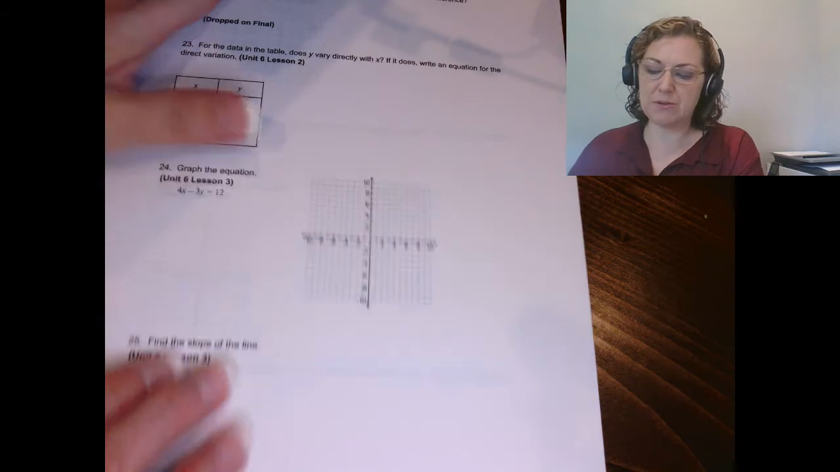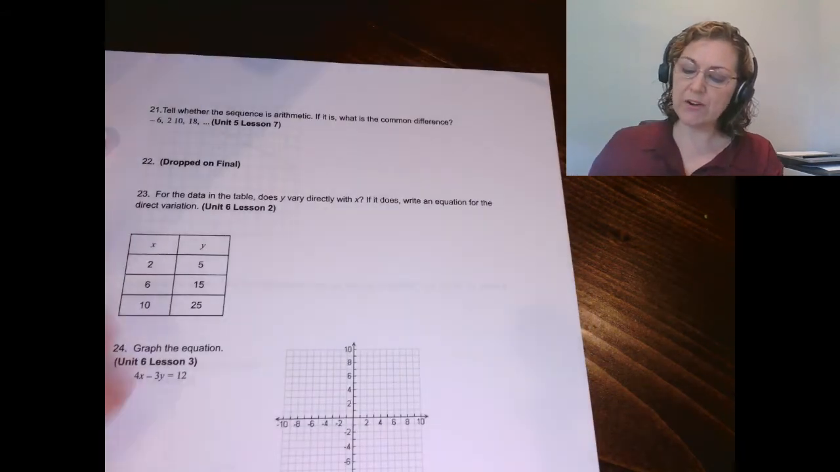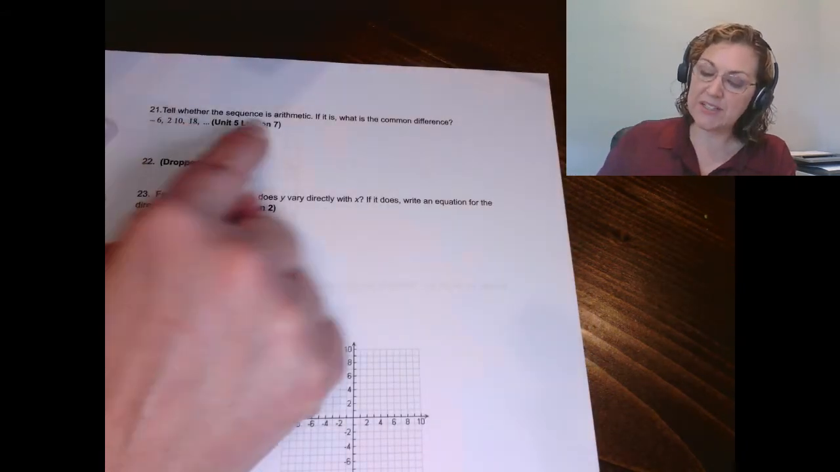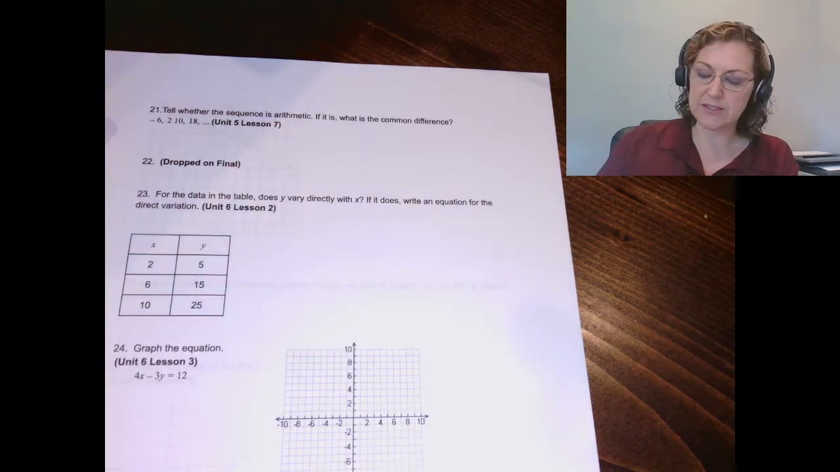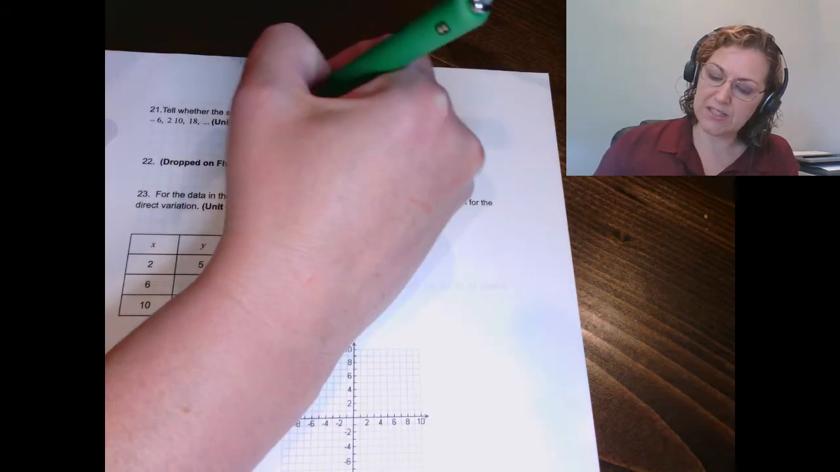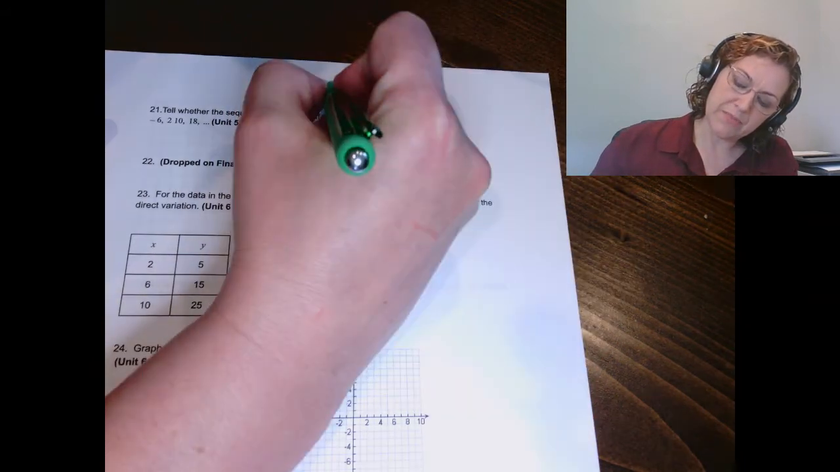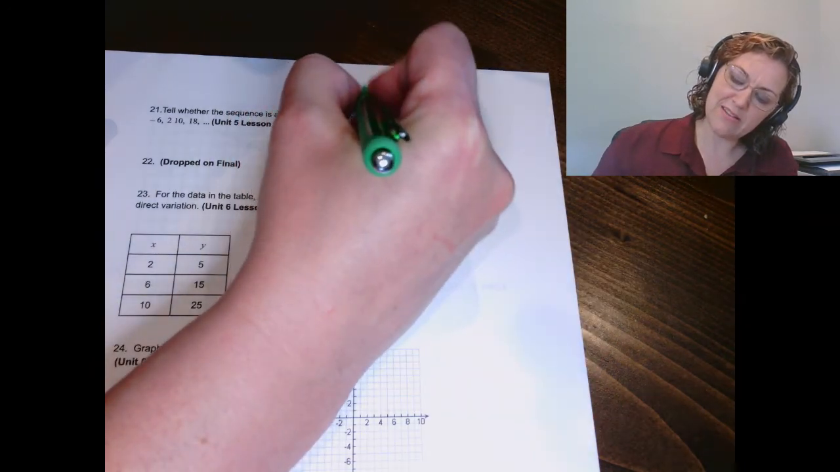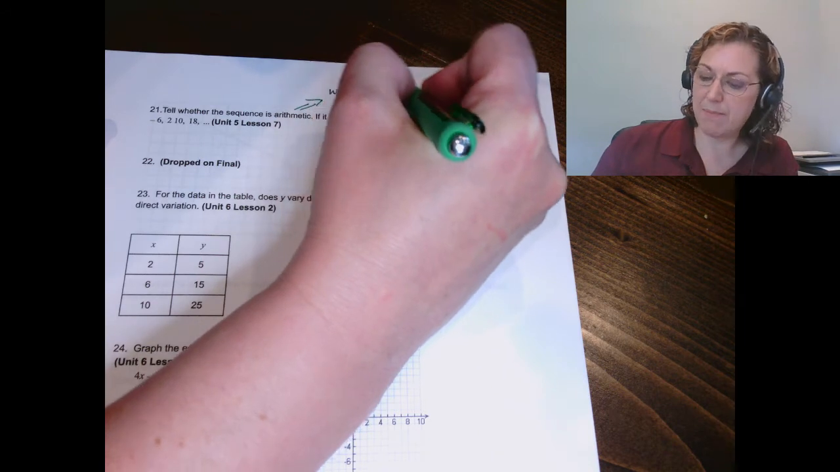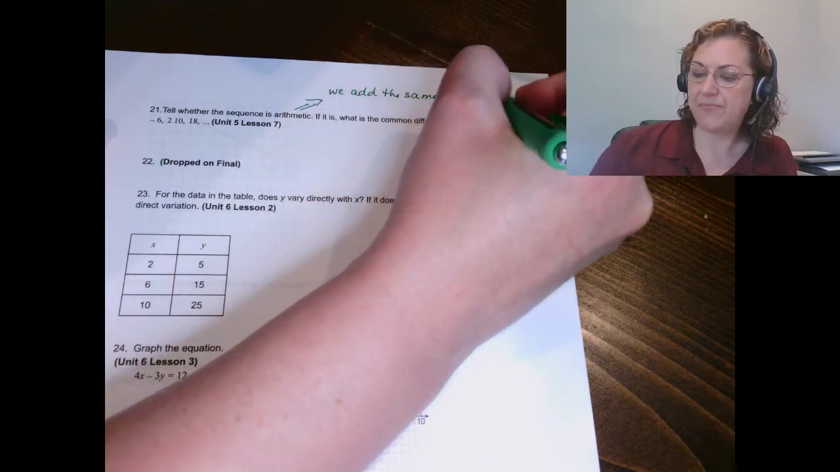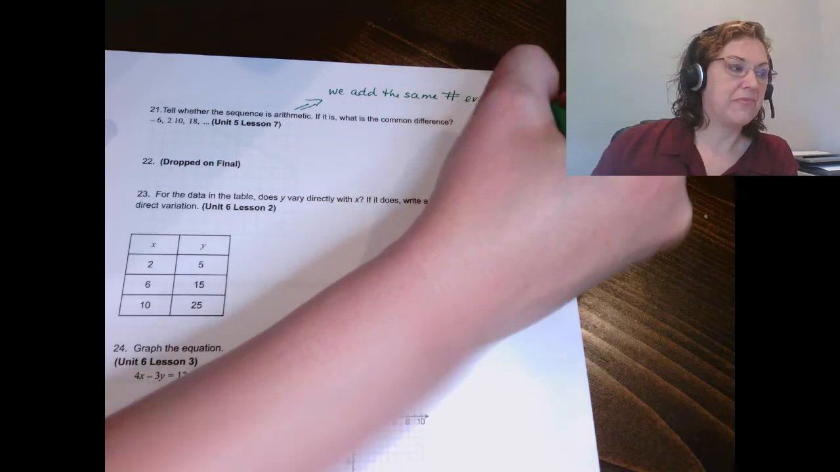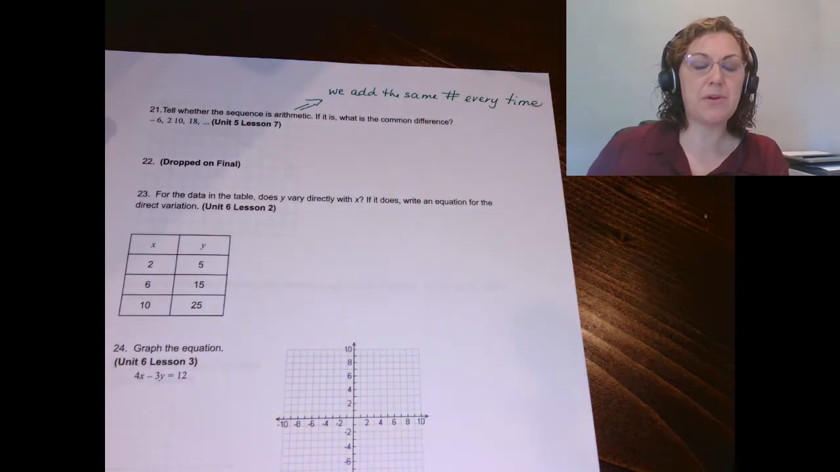In problem number 21, we are asked whether the sequence is arithmetic. If so, what is the common difference? So let's explain what arithmetic means. It means we add the same number every time. We add the same number every time.